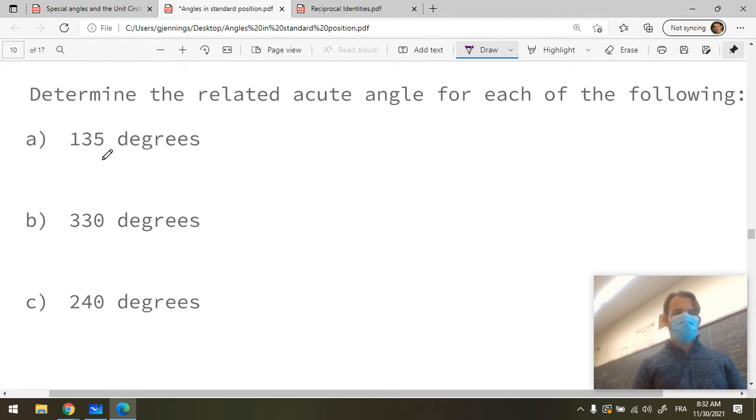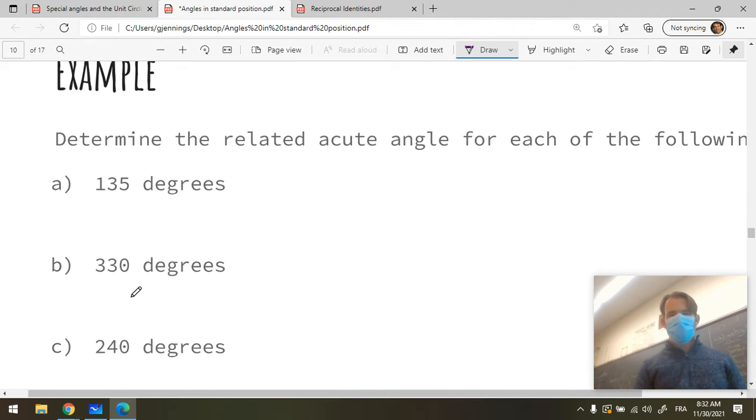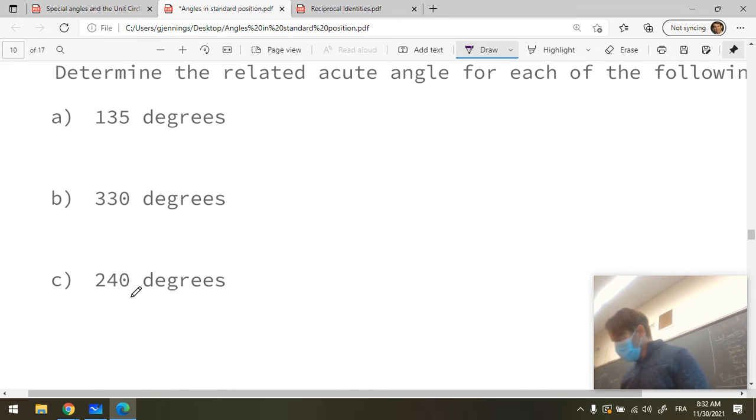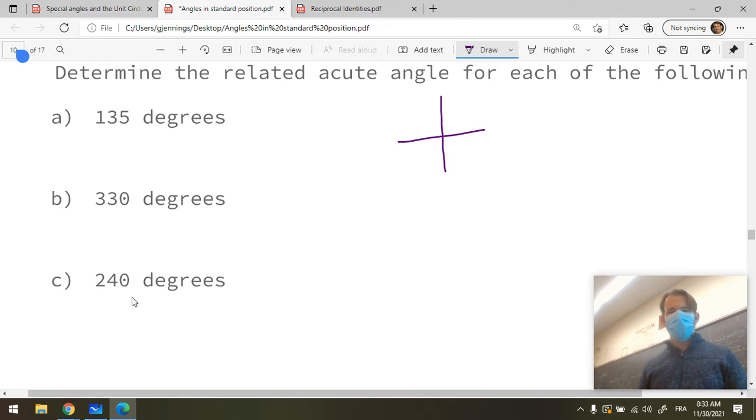So let's find the related acute angles for these three angles. We may need to draw some diagrams. So let's go for it. If we're looking at 135 degrees, what would be the related acute angle? Draw a diagram. We know 135 degrees is going to be over here. That's 135 degrees. And what's this angle here? That's where we're going to find the related acute angle.